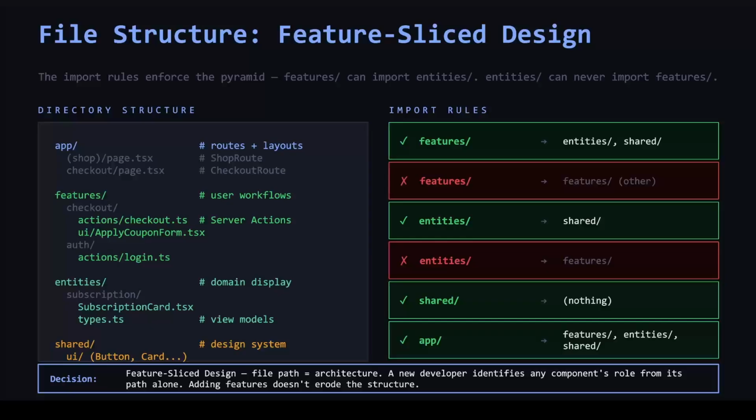2 rules marked correct, 4 marked violations. The import rules are the pyramid made mechanical. A linter can enforce them. The decision: feature slice design makes the pyramid visible in the directory tree. A new developer identifies any component's role from its file path alone.